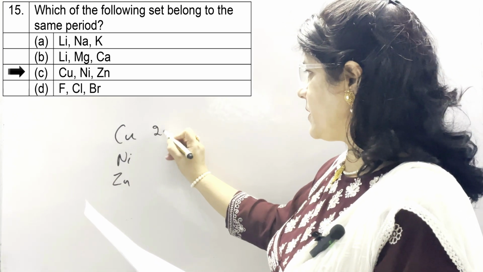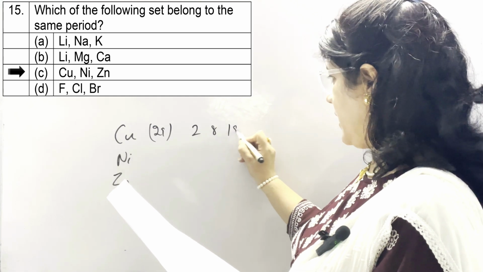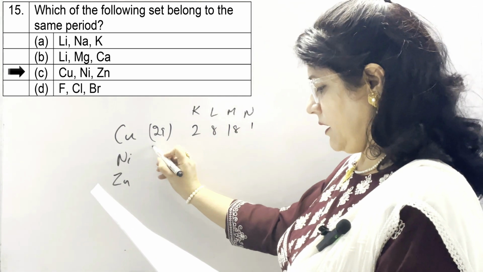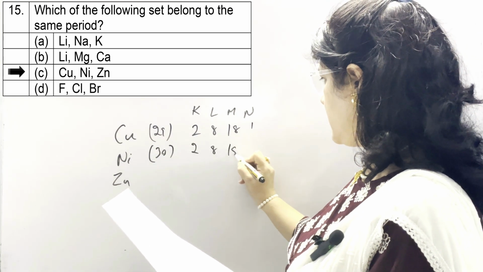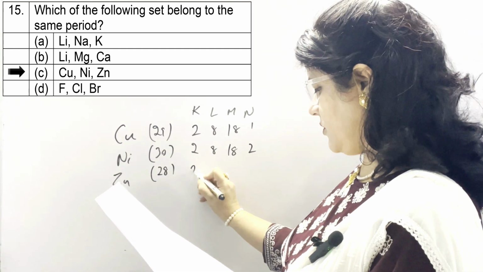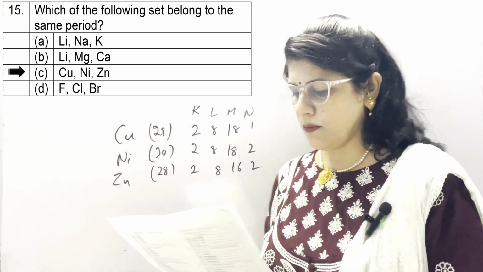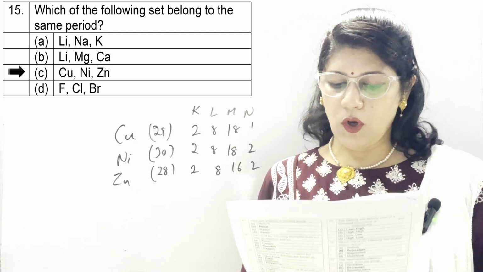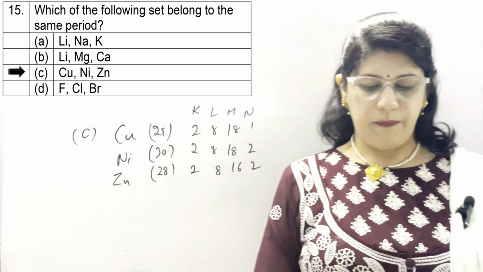In copper we have 29 electron. It means they have 2, 8, 18 and 1. K, L, M and N. 4 shells. Nickel also 30. It means 2, 8, 18 and 2. And zinc 28. It means 2, 8, 16 and 2. All have 4 number of shell, which means number of shells are same. So they belong to the same period. Correct option is option number C.